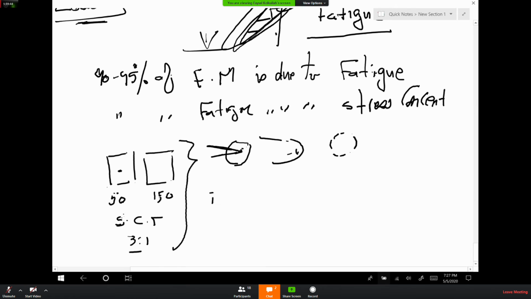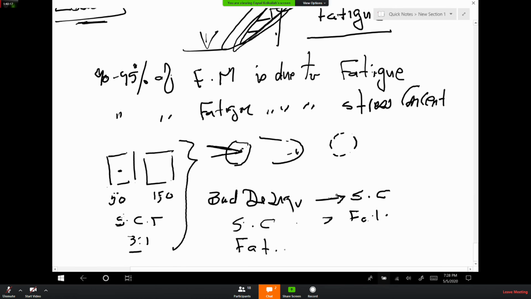So bad design gives us, or causes, please, stress concentration. And stress concentration will give us fatigue. And fatigue will cause fracture.